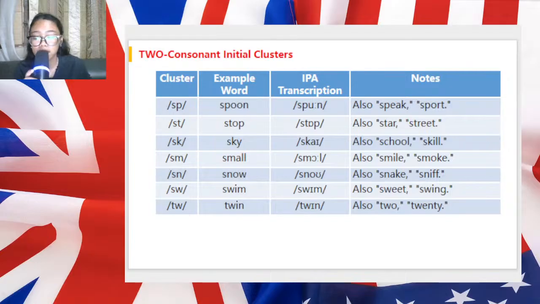We have the ST cluster. With our example word stop, similar to the previous one, the S sound transitions straight into the T sound, like stop. Again, the T here is typically unaspirated. You won't hear a strong puff of air after it, so this makes the blend tighter and more natural.